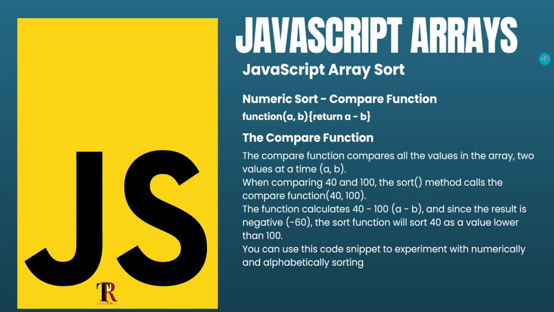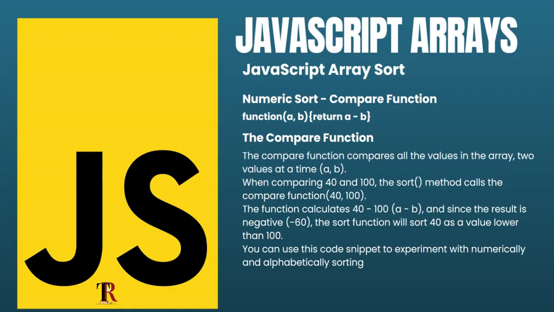Now, remember that in the last lesson we talked about the compare function. The compare function is the key that allows the sort method to work with numbers without producing incorrect results. The compare function compares all the values in the array, two values at a time. If you look at the compare function that we have here, it takes two parameters and returns the result of subtracting the second one from the first one.